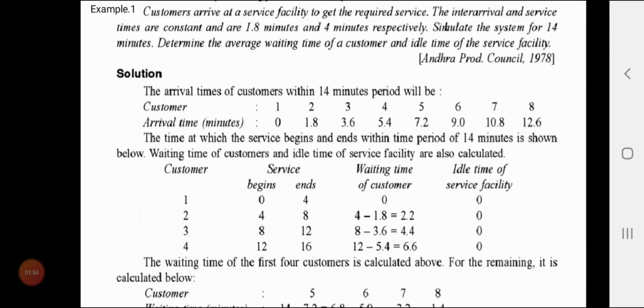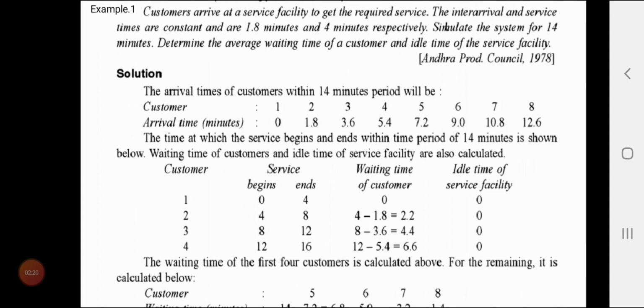Now our motto is to simulate this system for 14 minutes. After 14 minutes we will not simulate, but for the first 14 minutes we have to simulate. Determine the average waiting time for a customer and idle time for the service facility.